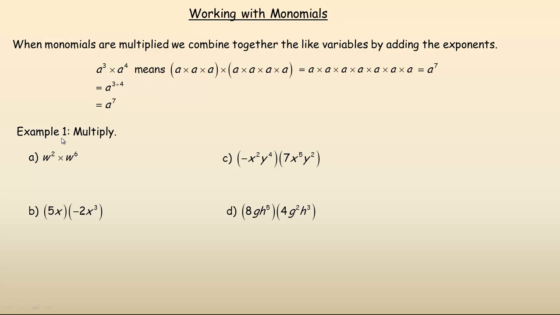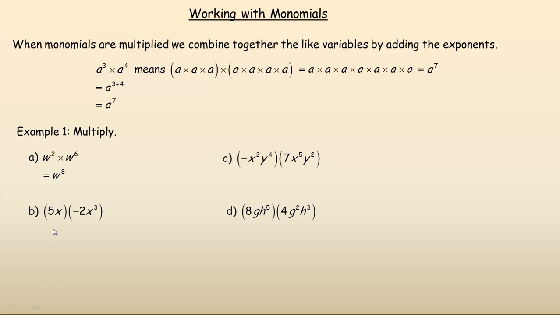First example, we're asked to multiply w to the power of 6 by w to the power of 2. We add the exponents and we get w to the power of 8. When it's just 2 powers or more, if there were 3 or 4 powers, you would just add all of the exponents if the base was the same for all of them.